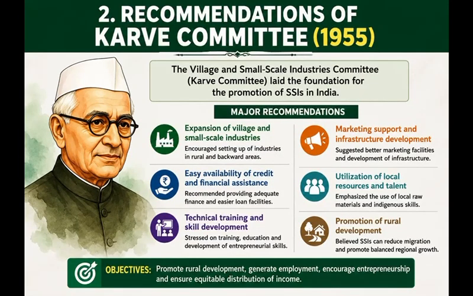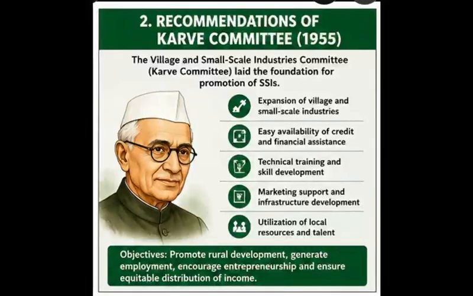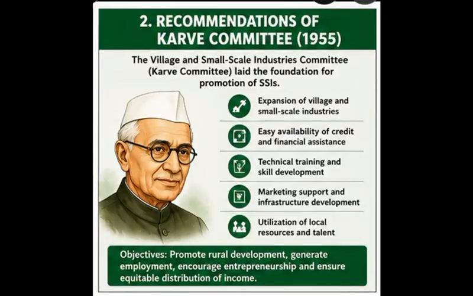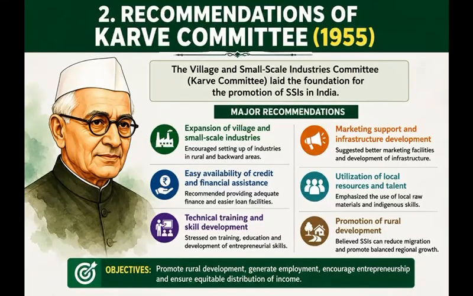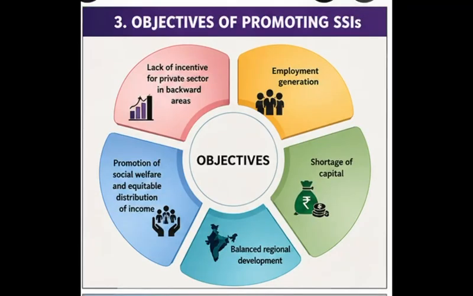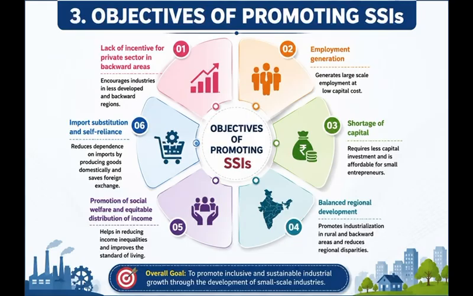Investment criteria for SSIs during the pre-reform period: small scale industries were generally defined as an industrial unit with investment in plant and machinery not exceeding rupees 5 lakh. This limit was revised upward over time to accommodate inflation and technical changes. The low investment required enabled small entrepreneurs to enter the industrial sector and contributed to the rapid expansion of small scale industries across the country.